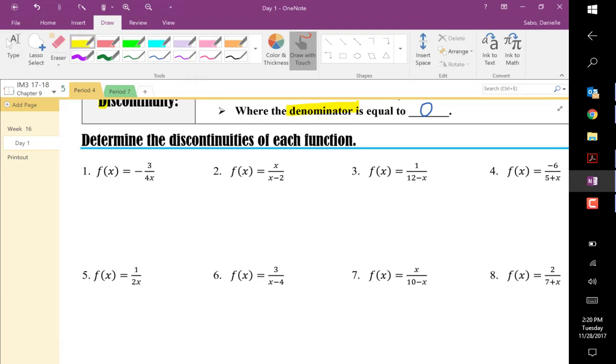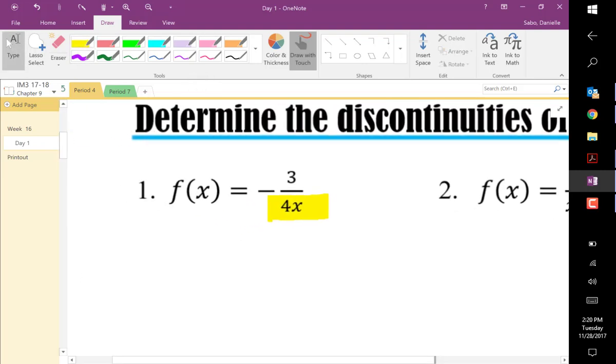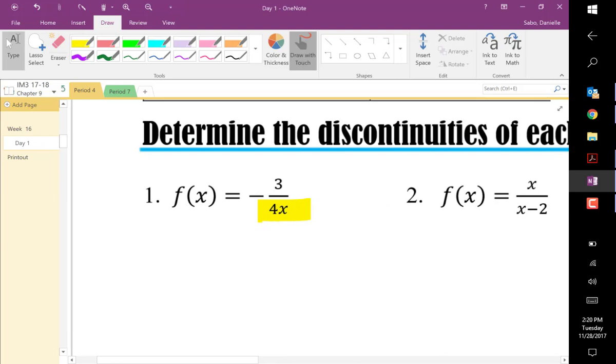So I'm going to highlight the bottom of this first one. What makes 4x equal to 0? What number would I plug into x to get 0? 0. And I'm going to show you how to do that every time if you get stuck. You do 4x equals 0. You're just taking the denominator and setting it equal to 0.